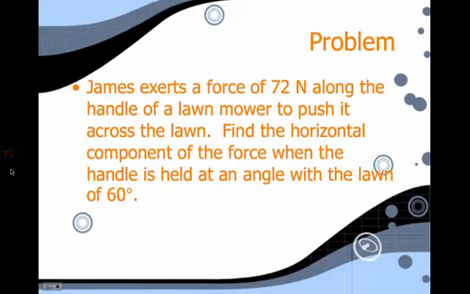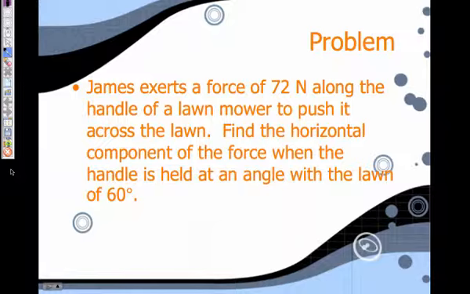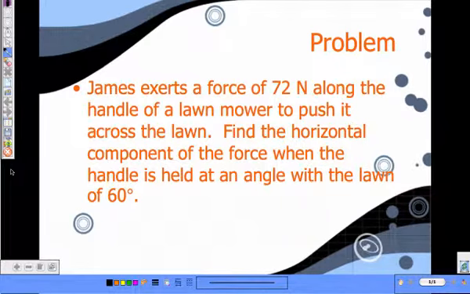So if we want to do a problem like this, James exerts a force of 72 newtons along the handle of a lawnmower to push it across the lawn. Find the horizontal component of the force when the handle is at an angle with the lawn of 60 degrees. Basically, kind of like what we were doing yesterday.